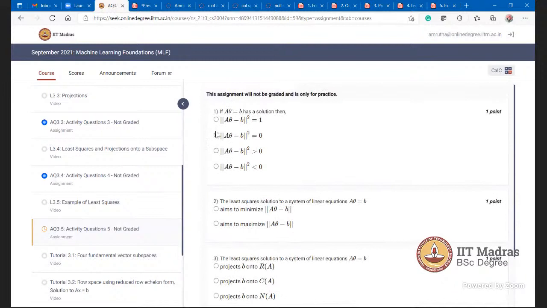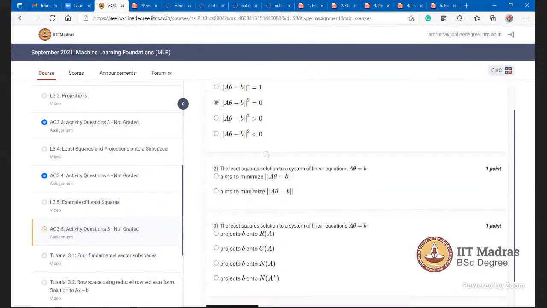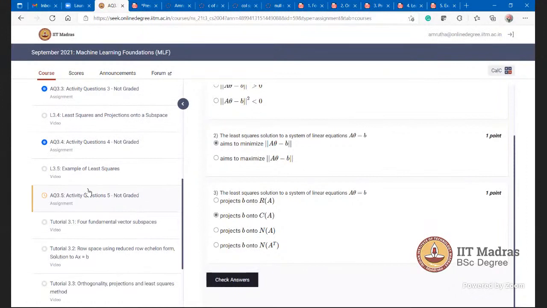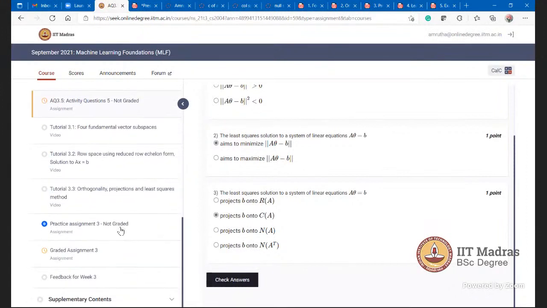When you are trying to obtain the solution, you are aiming to minimize the distance between A multiplied by theta and your B vector. That is why the least square solution to a system of linear equations aims to minimize this length between A theta and B. Finally, the least square solution is obtained when B is projected onto the column space of A. These are very straightforward questions. That's all about the activity questions. Let's quickly move on to the practice assignment.